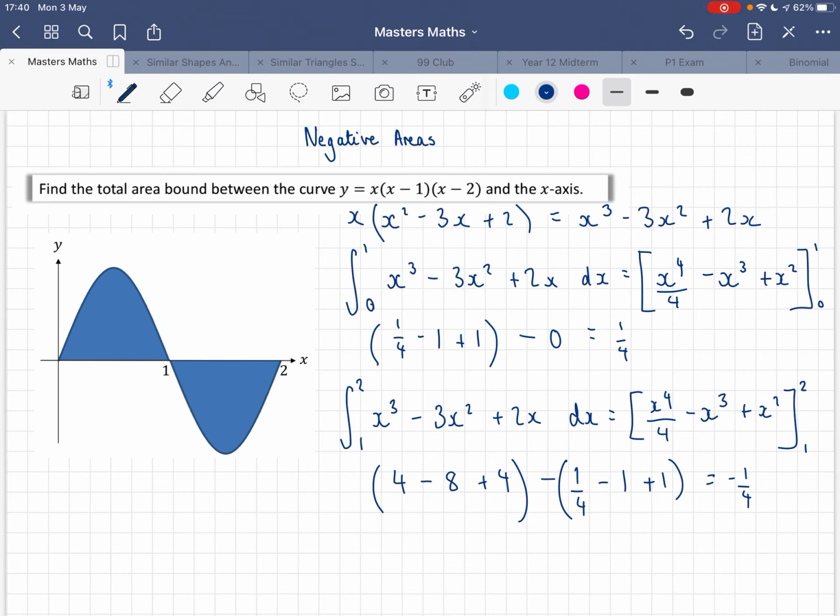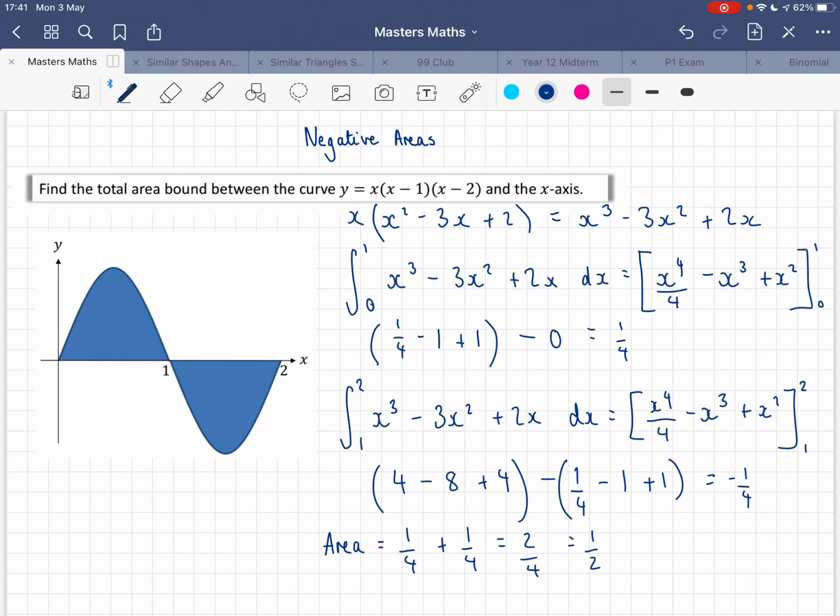But we're going to ignore the fact that that gives us a negative value. And we're just going to do 1/4. So the total area is 1/4 plus 1/4, which is 2/4, which is 1/2.